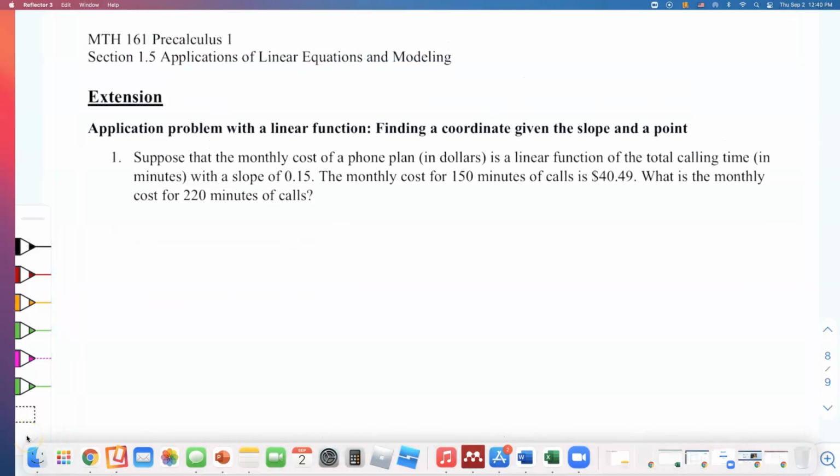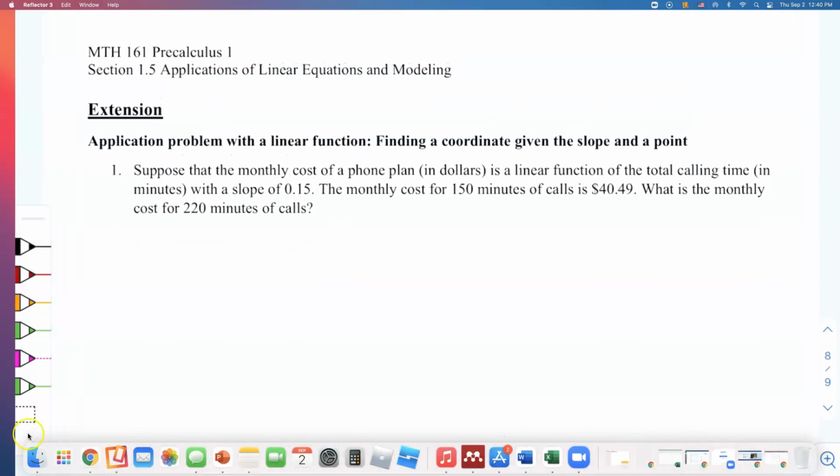In this video, we will go over application problems with a linear function. Let's see, finding a coordinate given the slope and a point. So this is for Math 161, Pre-Calculus 1, and we're looking at a topic in our Alex homework this week for section 1.5 homework. So here's the first one.